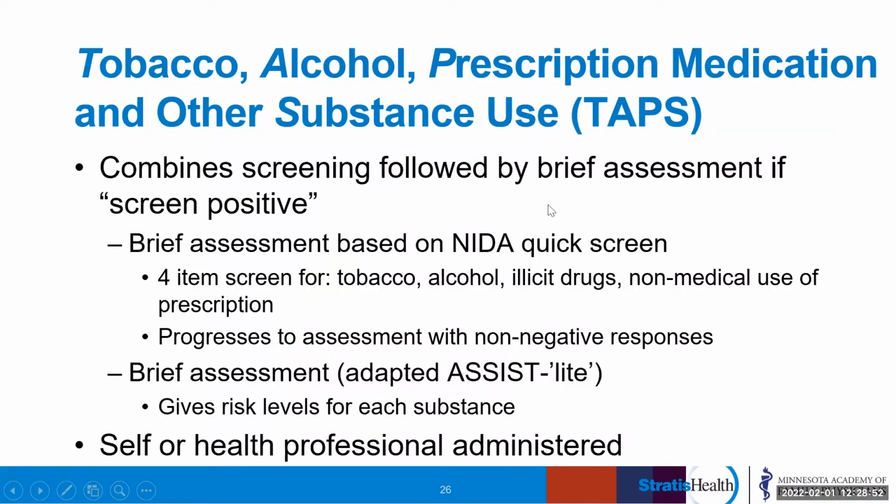TAPS. So TAP stands for tobacco, alcohol, prescription medication, and other substance use. So it also gives a brief assessment if they do screen positive. It's very brief. There's 4 questions, very specific to the actual thing. And then if they have a non-negative response, so if they say yes to anything, it automatically continues to progress. People like this because it's free and it's very similar to the assist.